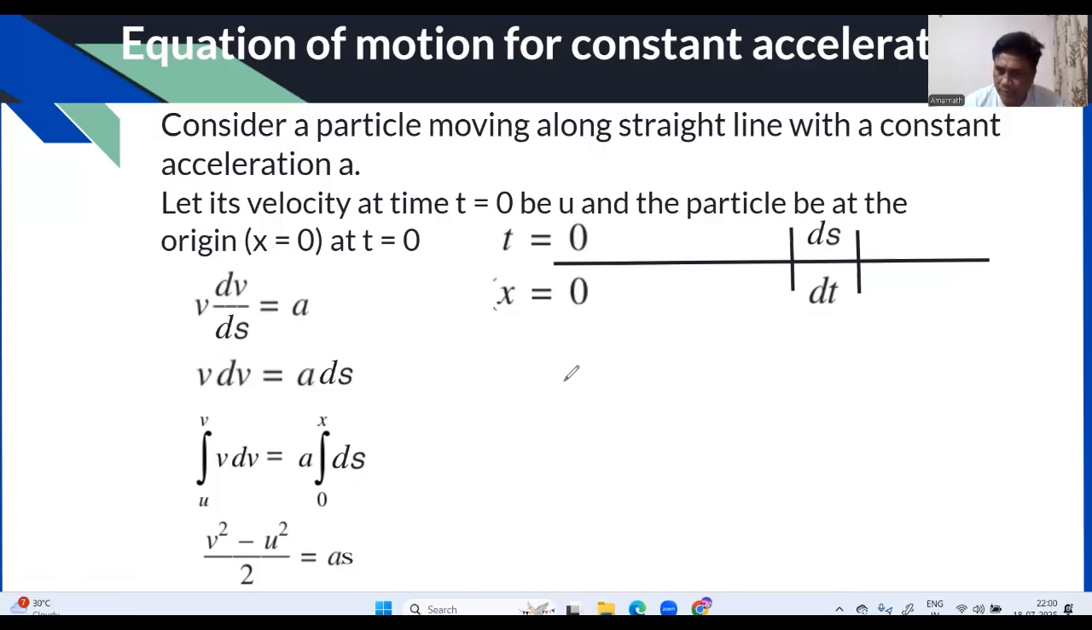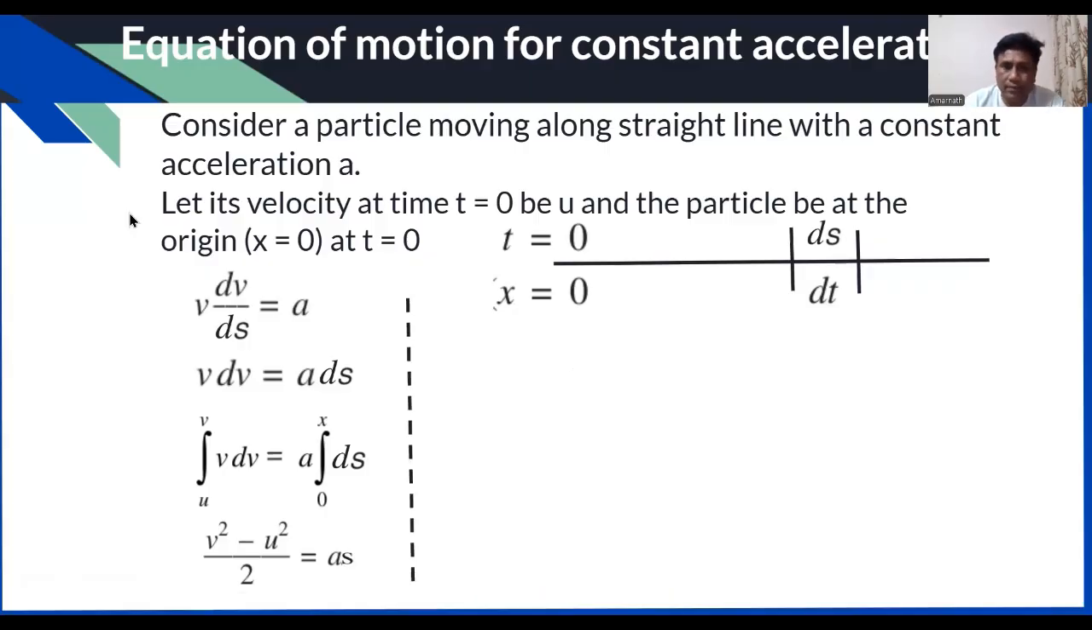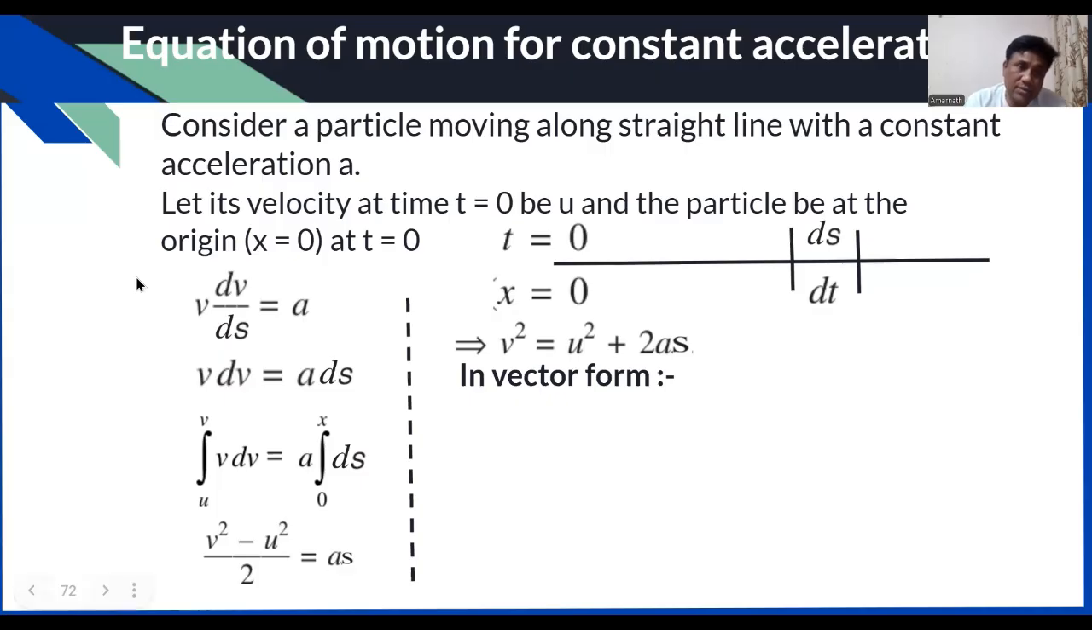So I hope you don't have any trouble while solving it. So it means v square minus u square equals 2as. This is the final expression. So this is the third equation of motion.